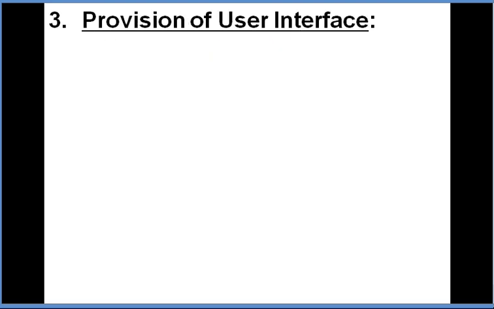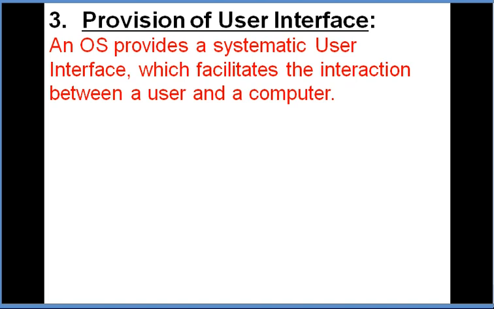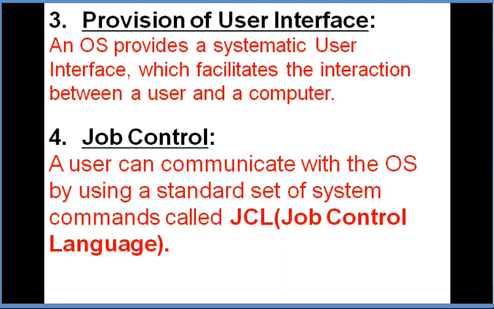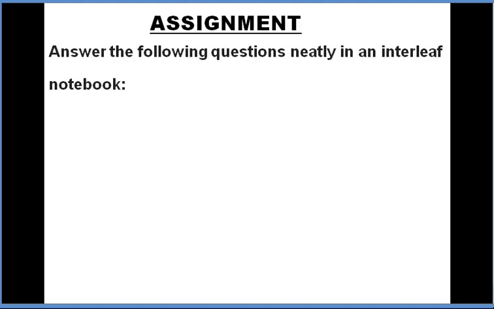The third function is the provision of user interface. We have discussed it in the previous slides also. An operating system provides a systematic user interface which facilitates the interaction between a user and a computer. So the operating system acts as a channel between the user and computer. The fourth one is job control. A user can communicate with the operating system by using a standard set of system commands. We call these commands JCL, job control language. So the operating system controls each and everything which is happening in the computer system, and that is why it is taken as an example of a system software.